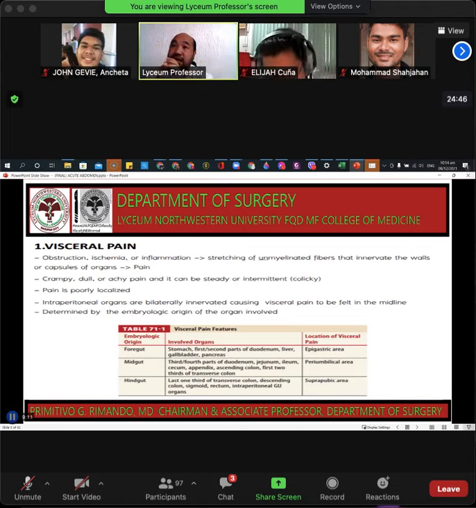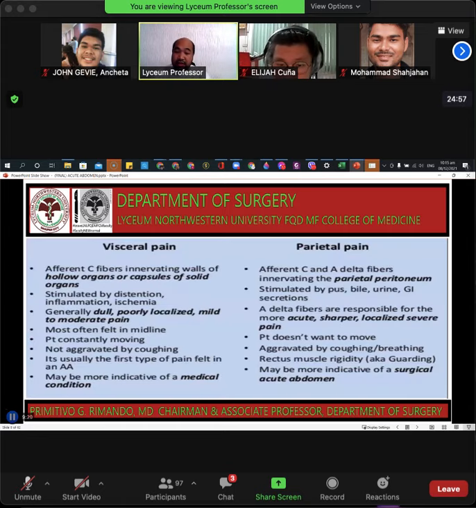Okay, so visceral pain does not present laterally, it does not have any laterality. Okay, so this is seen. Okay, this is a better table comparing your visceral pain and your parietal pain.